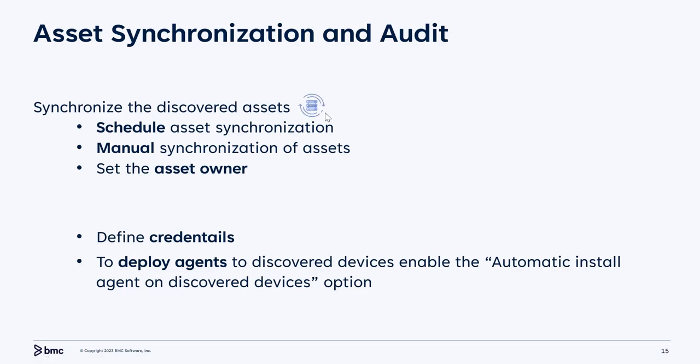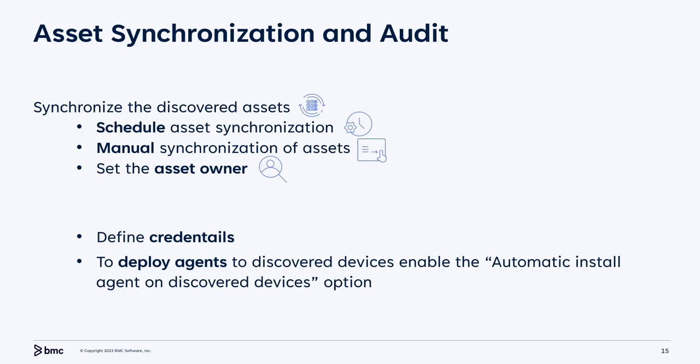With asset synchronization, you can synchronize the discovered assets and their audited information from BMC Client Management to Trackit. You could either schedule asset synchronization to run at a specific time of a day or initiate it immediately with the manual sync option. Additionally, it offers an option to automatically set the asset owner to last logged in user of asset detected by BMC Client Management.